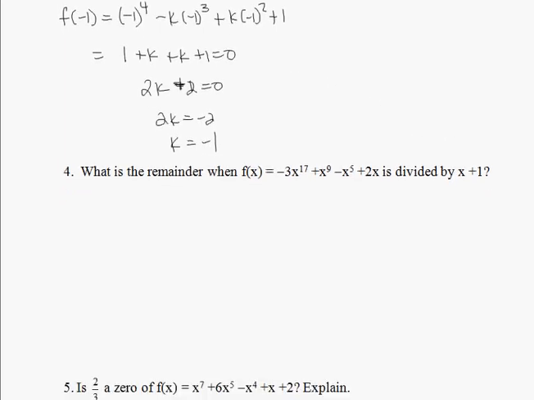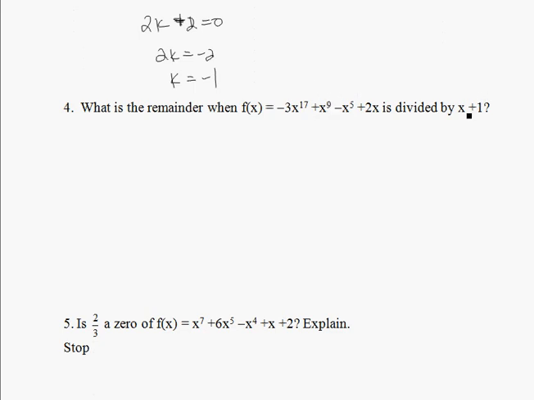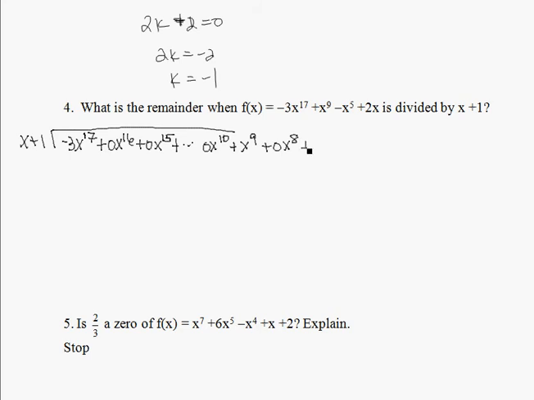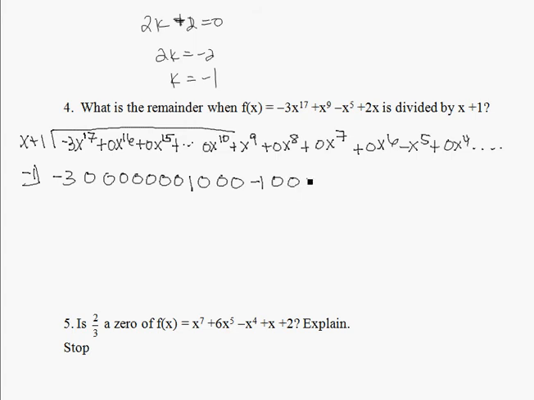Our next question is, what is the remainder when x plus 1 is divided into this? We could do long division. We could do x plus 1 is divided into -3x to the 17th plus 0x to the 16th plus 0x to the 15th plus 0x to the 10th plus x to the 9th plus 0x to the 8th, 0x to the 7th, 0x to the 6th minus x to the 5th plus, you get the picture. That's really obnoxious. So I would never use long division to determine this solution. Following that same logic, we could do synthetic division and get -3 and then 16, 15, 14, 13, 12, 11, 10, 9, 8, 7, 6, 5, 4, 3, 2, 1, 0, and do synthetic division with that, which would be really obnoxious.